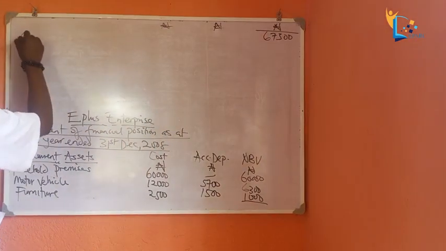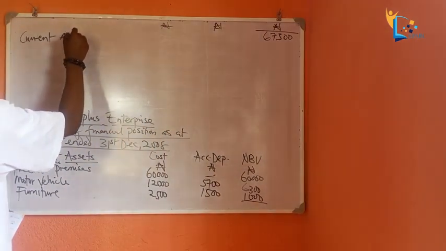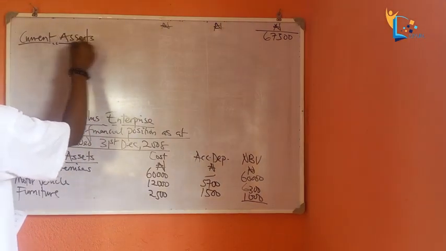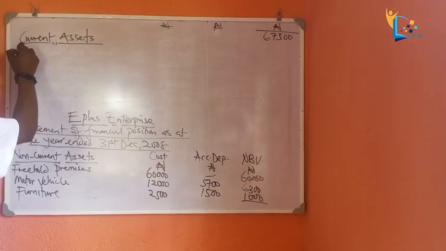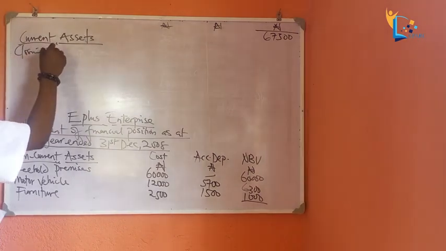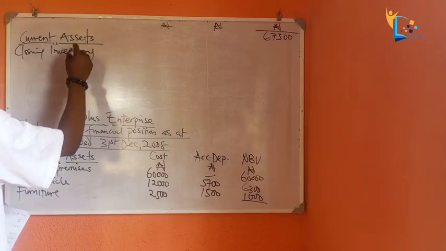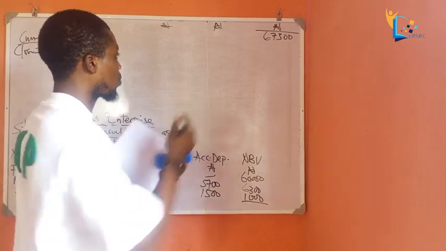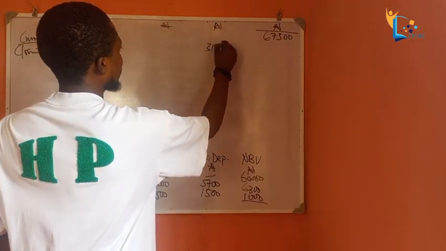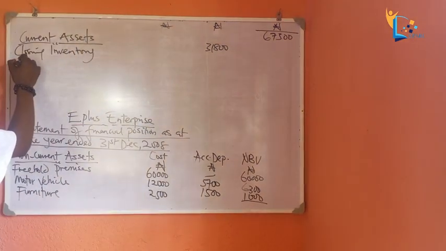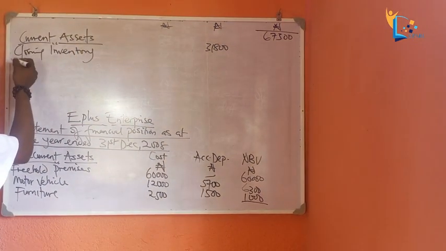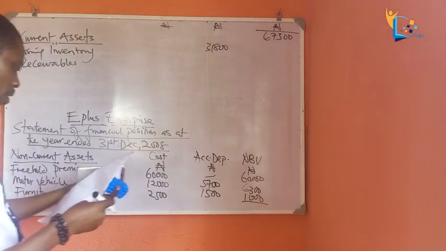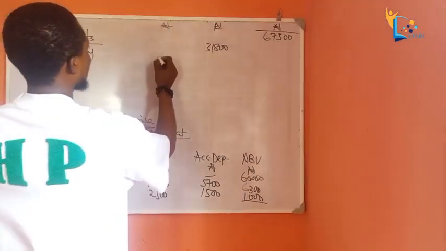So let's come to current assets now. When we say current assets, these are assets that can be turned into cash within 1 year. So the first one we'll have is our closing inventory. When we say closing inventory, we simply mean closing stock. It's the same thing. So that should be in our additional information, 31,800. Then the next we'll have our receivables. Receivables is the same as debtors. Our receivables here, we have 45,000.